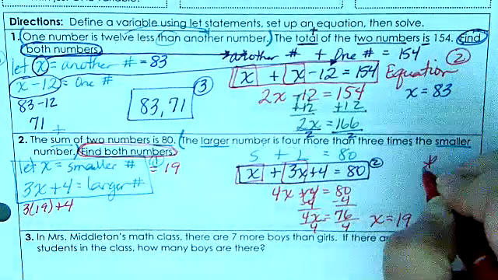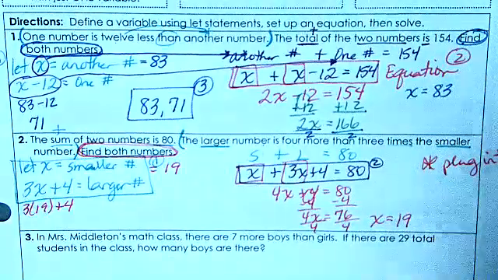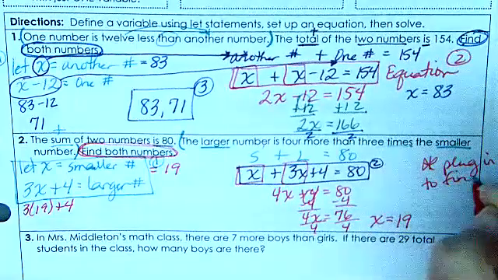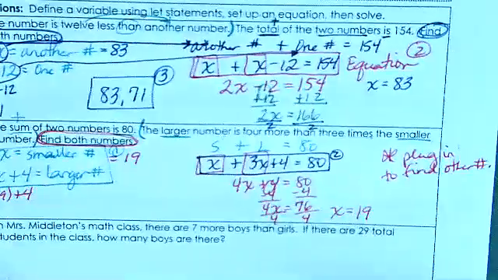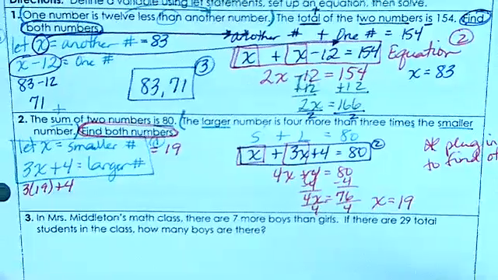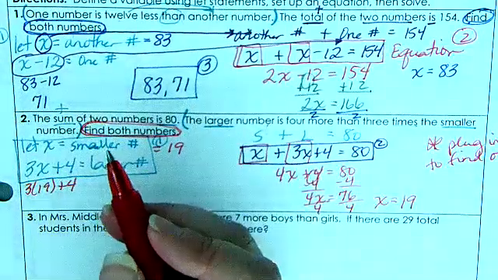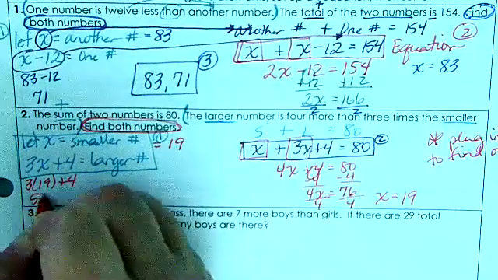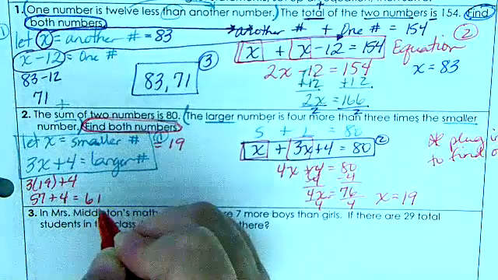So we plug in to find the other number. Plug in to find the other number. All right, so now I've got 3 times 19. There's 3 times 19. That's 57. So I have 57 plus 4, and that's going to give me 61.